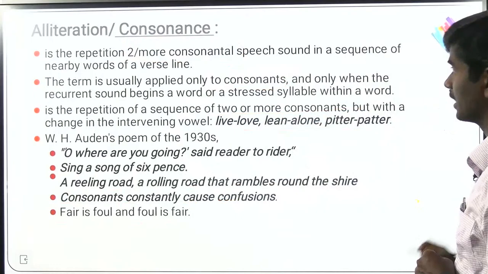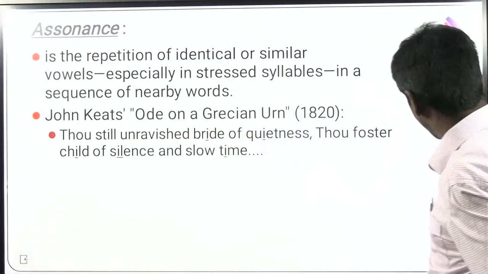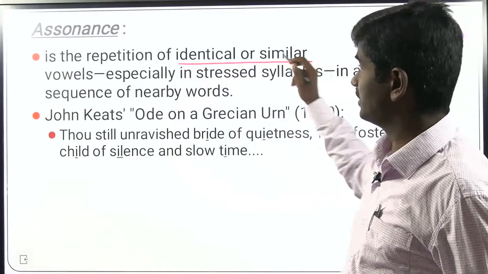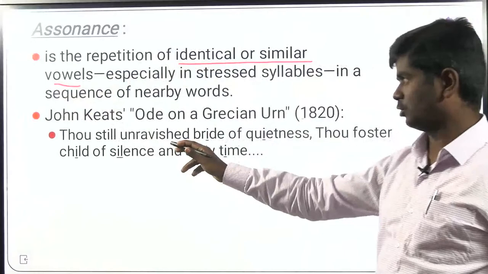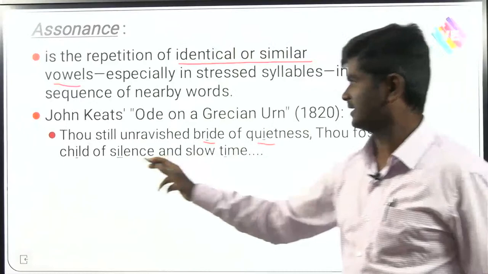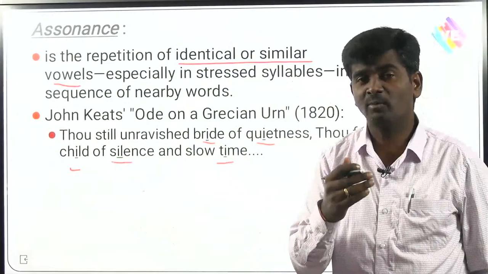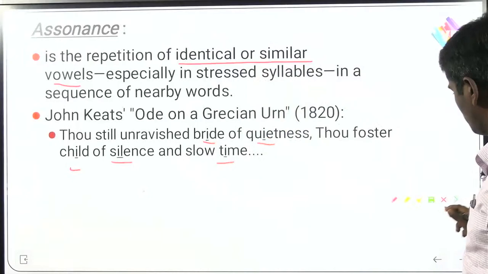Next, my friends, you can see this is assonance. Assonance is nothing but the repetition of identical or similar vowel sounds, three or more vowel sounds. You can see, though still, unravished bride, I, I, I. So repetition of three or more vowel sounds is nothing but assonance. At least you need to know the definitions well enough.